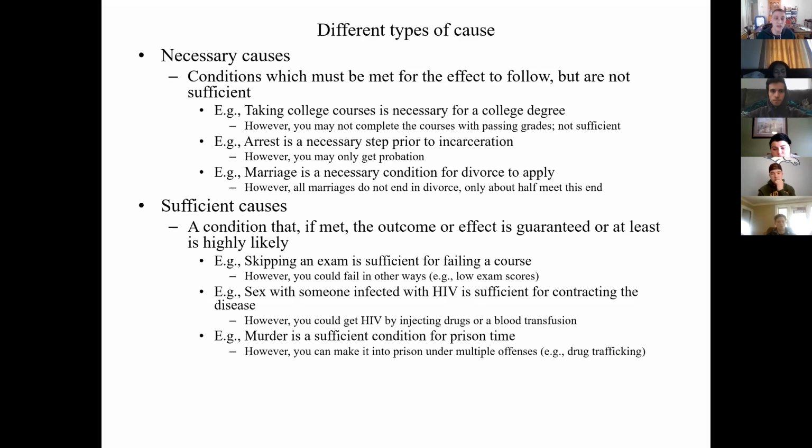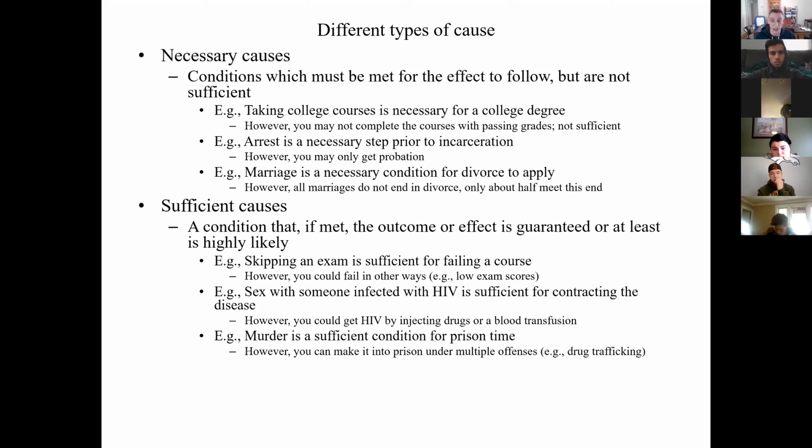But there are also what are called sufficient conditions. So you may have sufficient causation. This is a condition that, if met, the outcome or effect is guaranteed, or at least is highly likely. For example, skipping an exam is sufficient for failing a course. However, it's not necessary. You don't have to do that in order to fail a course. You could fail in lots of other ways. You could just have lots of low exam scores, okay? So sufficient, but not necessary.